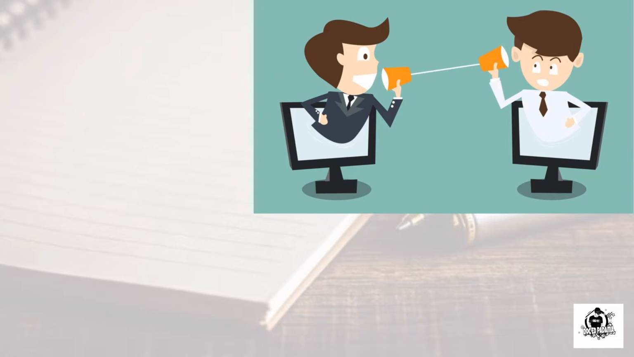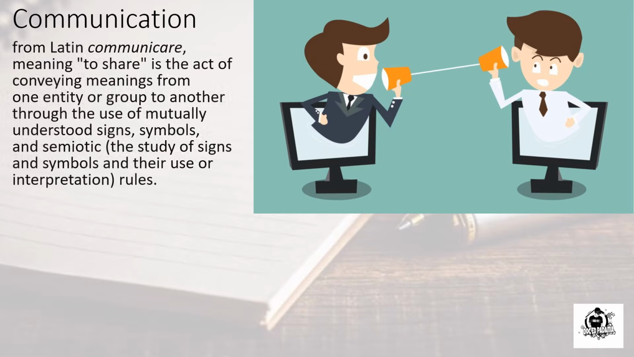So let's start with the term communication and its etymology. Etymology refers to its origin or the origin of the word. So in this case, the word communication came from the Latin word communicare, meaning to share, which is an act of conveying, transferring, or sharing meanings from one entity or group or person to another through the use of mutually understood signs, symbols, semiotic, which is the study of signs and symbols and their use or interpretation rules.